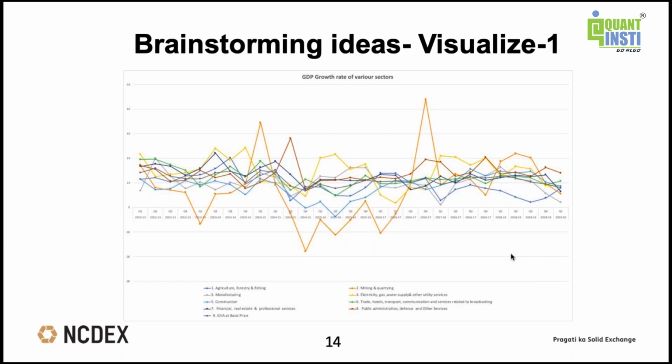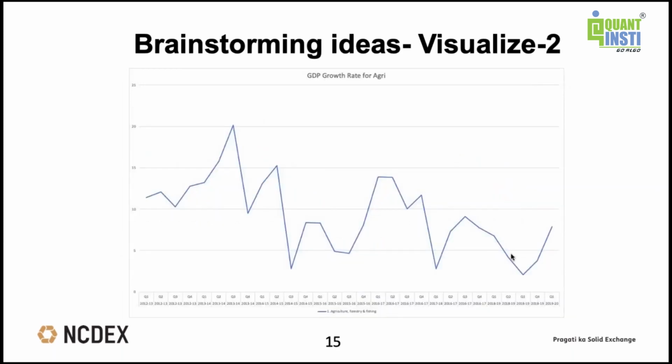Now again, I will take you to the next slide. Now this is very specific to one particular sector, that is agriculture. If we see, this is the GDP of agriculture over a period of time, for various years and quarters. Now you will be able to make a little more sense with this data.